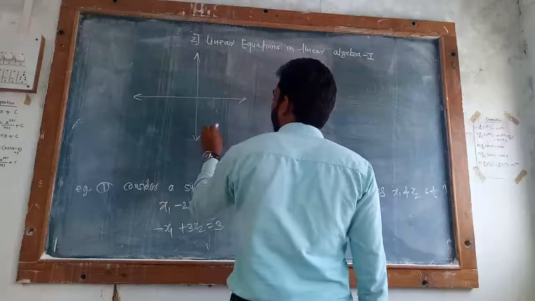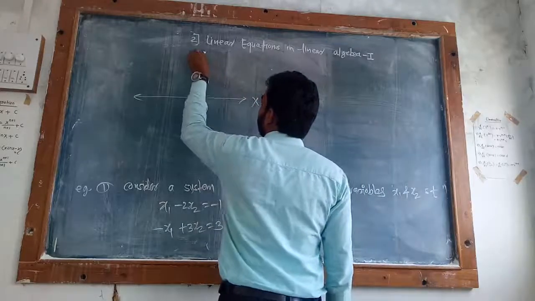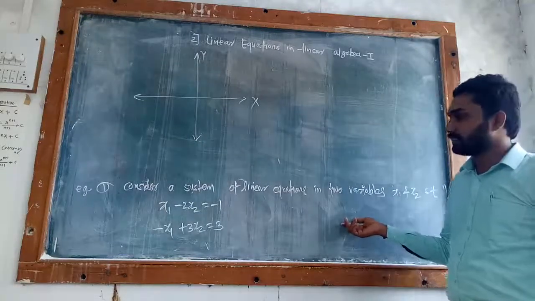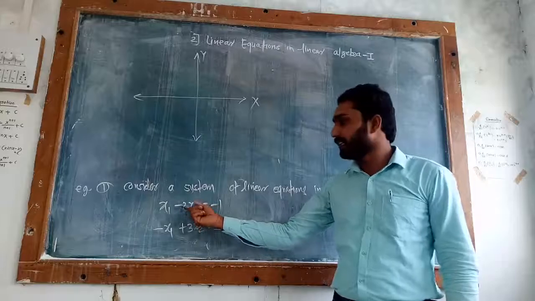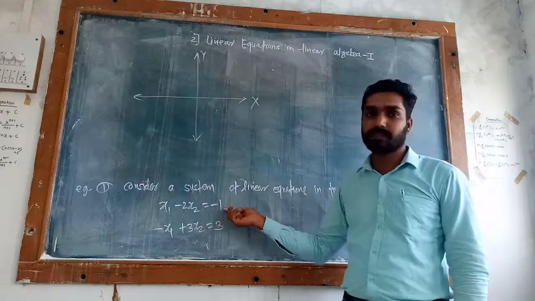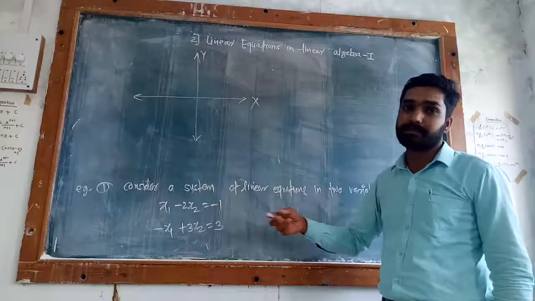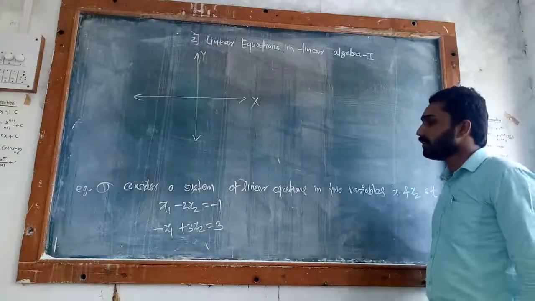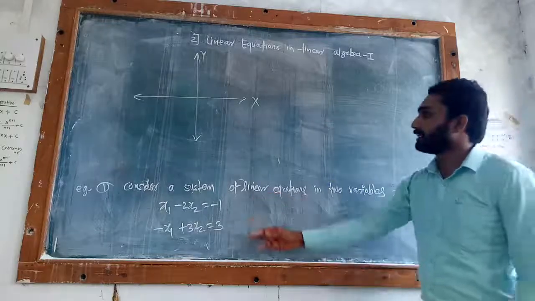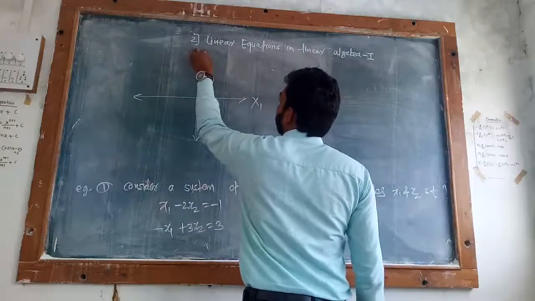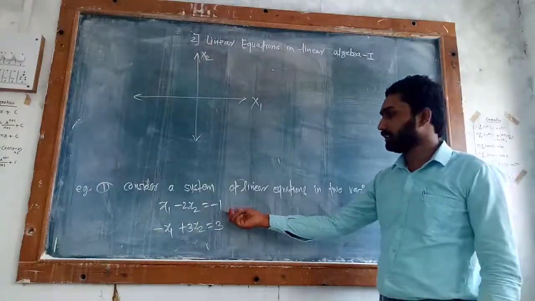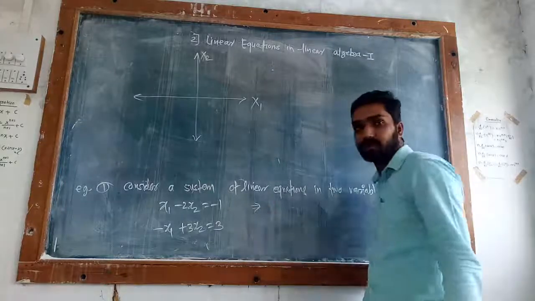This is your x-axis, this is your y-axis. A linear equation in the xy plane, where the x-axis becomes x1 and the y-axis becomes x2, in 2D becomes a line. So now if we have to represent these two equations in the xy plane, your x-axis becomes x1 and your y-axis becomes x2. We have to represent these two linear equations on a graph or on a 2D plane.